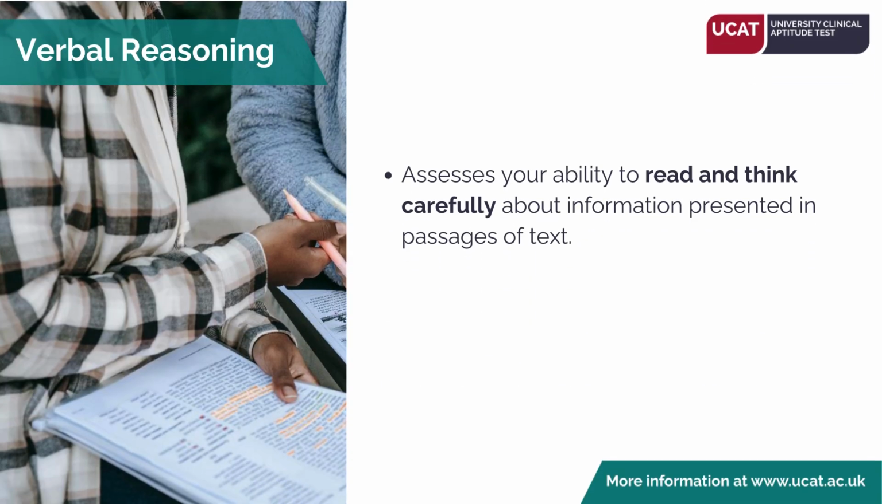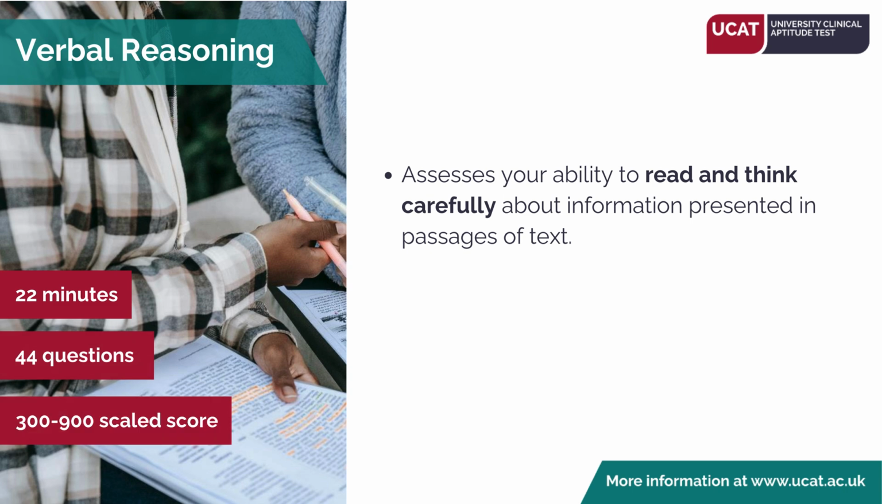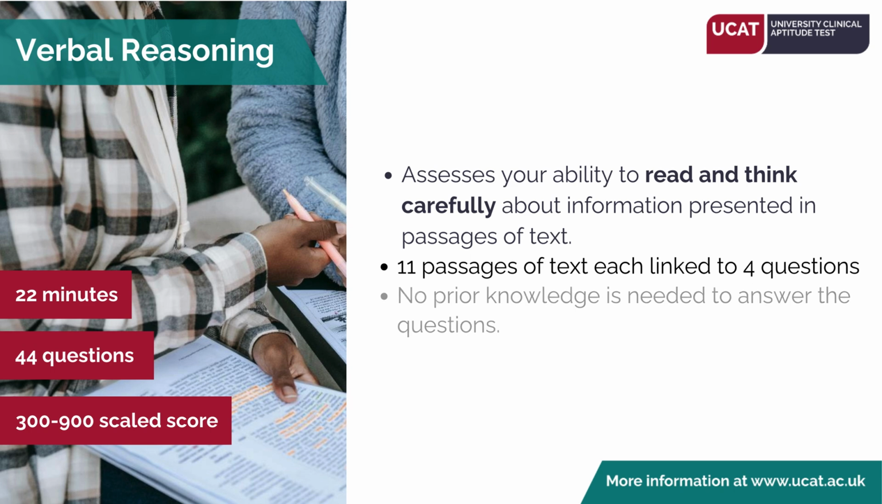The first subtest is verbal reasoning. This subtest assesses your ability to read and think carefully about information presented in passages of text. You have 22 minutes to answer 44 questions. These will be associated with 11 passages of text, each linked to 4 questions. The topics of the passages are varied, and no prior knowledge is needed to answer the questions.